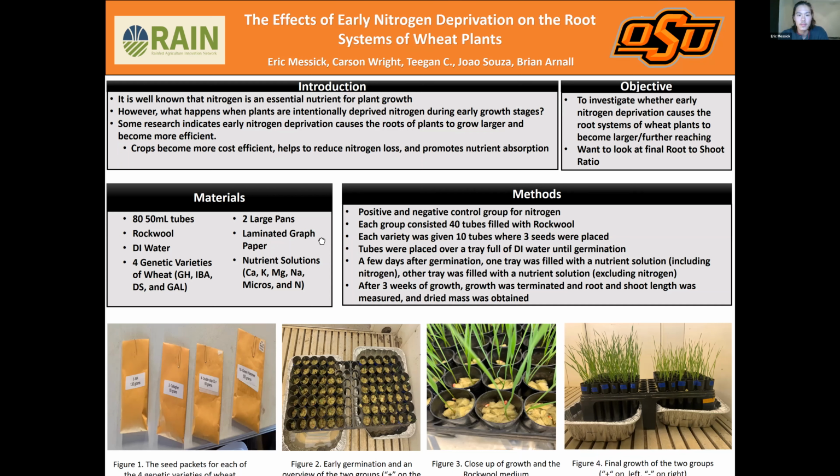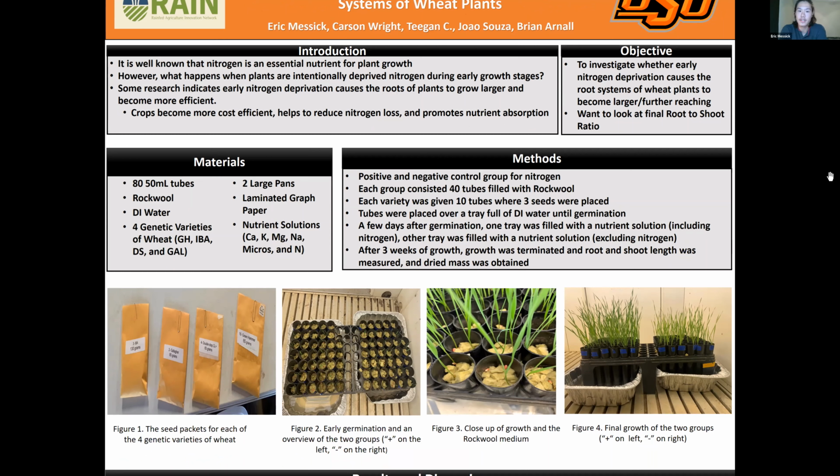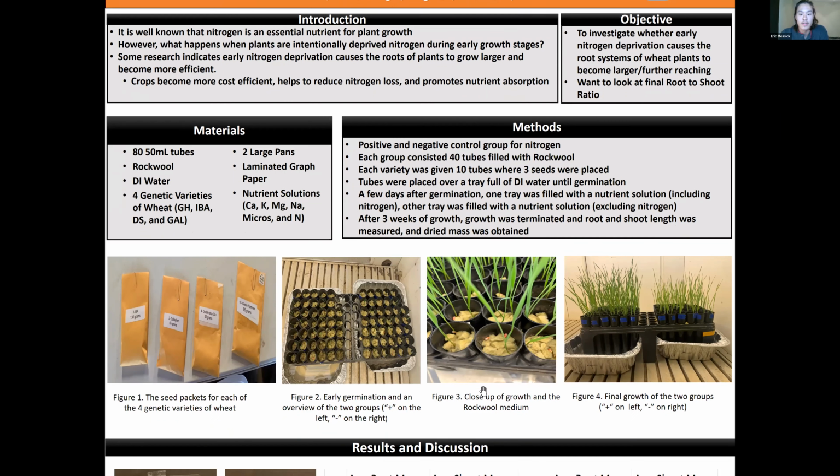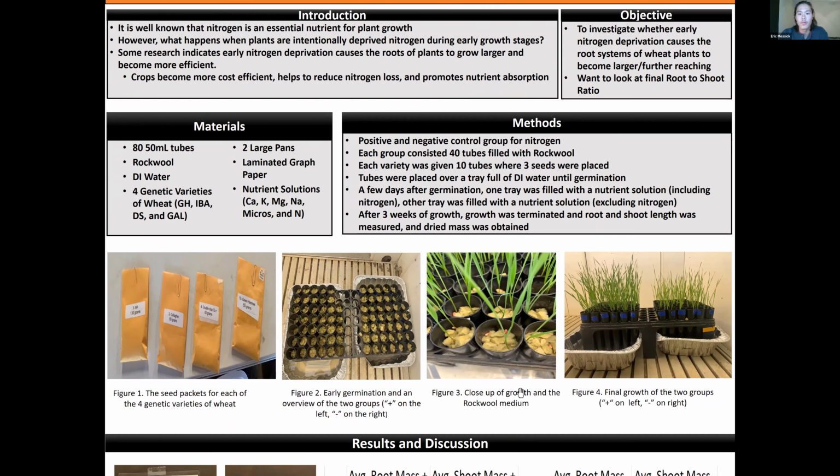In the method section, we wanted to do a positive and negative control group for the nitrogen. In each group, there are about 40 tubes, and we filled these tubes with rock wool. In figure 3 down here, you can see a close-up of the growth and the rock wool medium. The rock wool was really there just to hold the seeds in place. There's also a hole at the bottom of the tube that allowed the rock wool to absorb either DI water or the nutrient solution to keep the seeds wet. Each variety was given about 10 tubes, and we placed 3 seeds within them. Then the tubes were placed over a tray full of deionized water until they germinated.